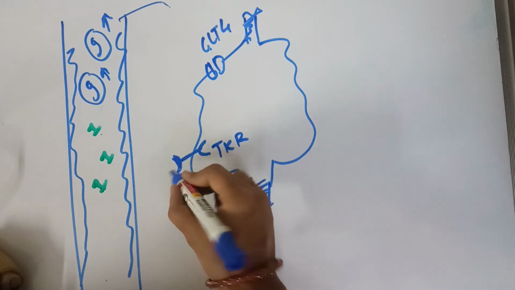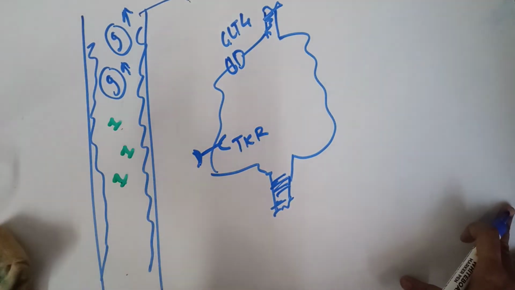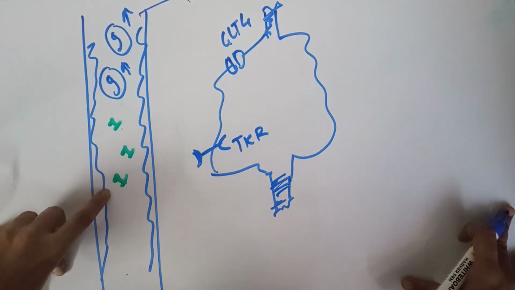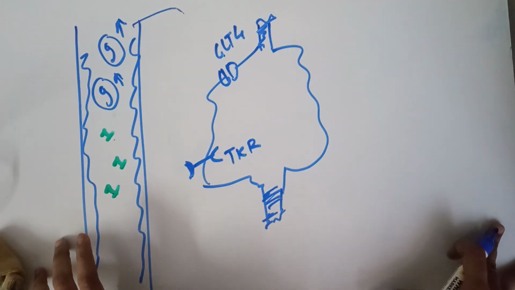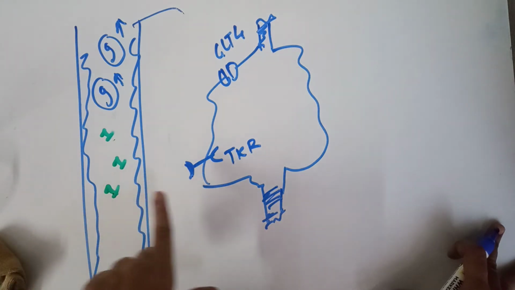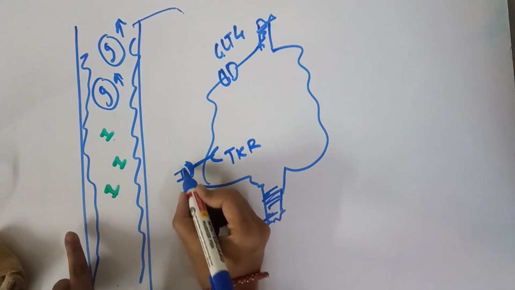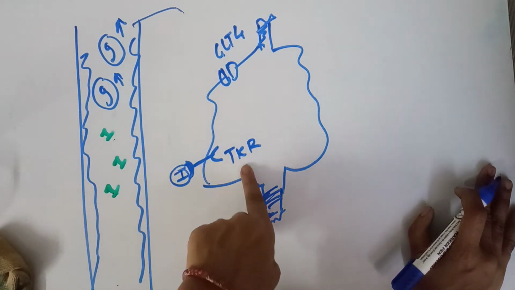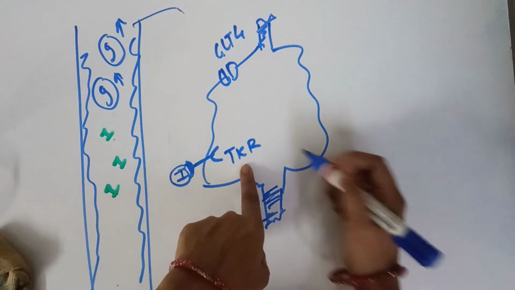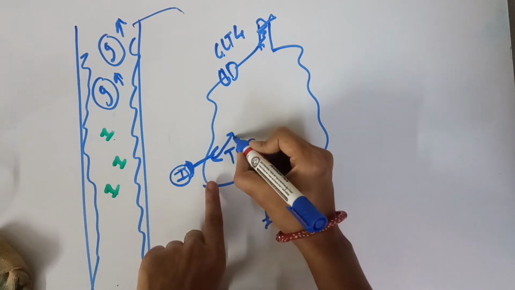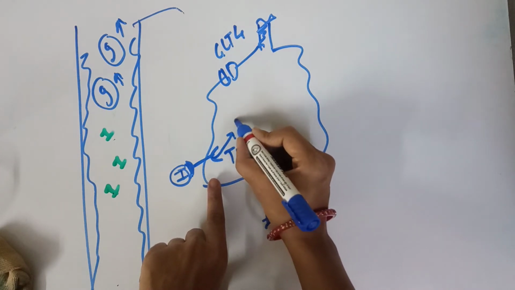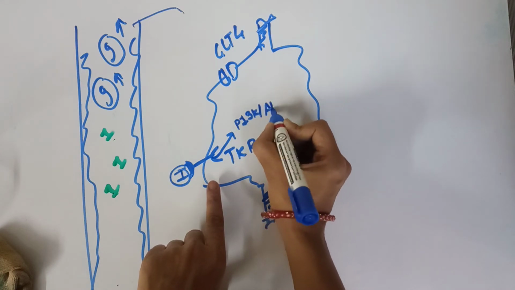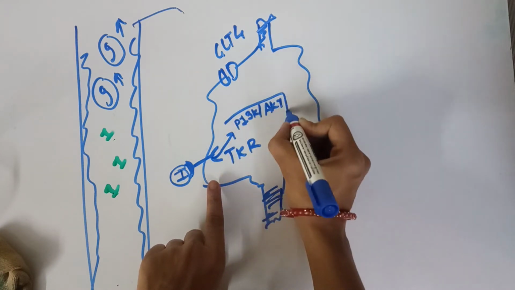Suppose again, when there is high glucose concentration, insulin is released into your blood circulation. This insulin comes and binds to this tyrosine kinase receptor. It activates your tyrosine kinase receptor, and this receptor activates your very important secondary messenger enzymes, PI3K and AKT set.